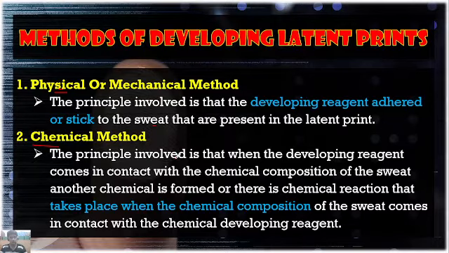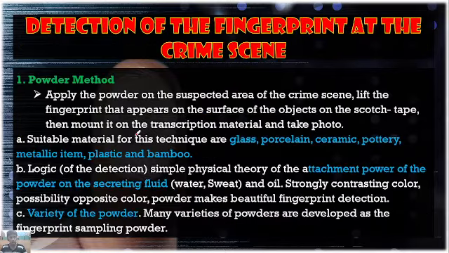So here in chemical method, an example that we could have in here is the gas method of developing, as well as the liquid method of developing. So later on the following slides, we are going to have the different liquid substances that we can use in developing a latent print. So overall, those are the two methods. So as to mechanical, we have here the powder method.